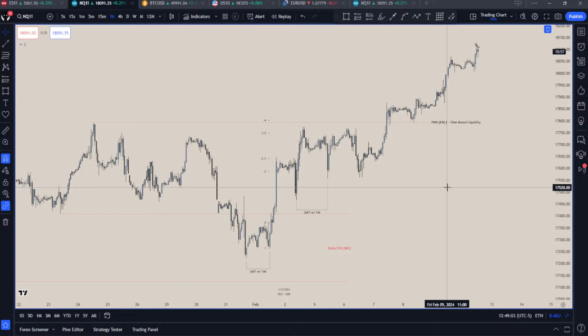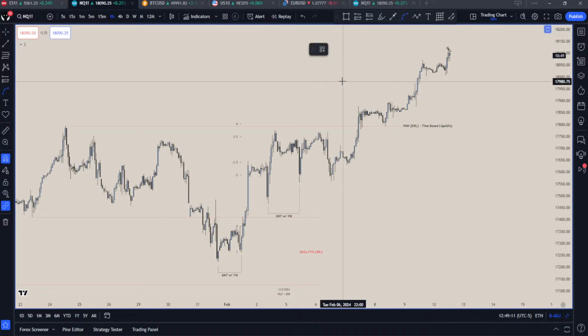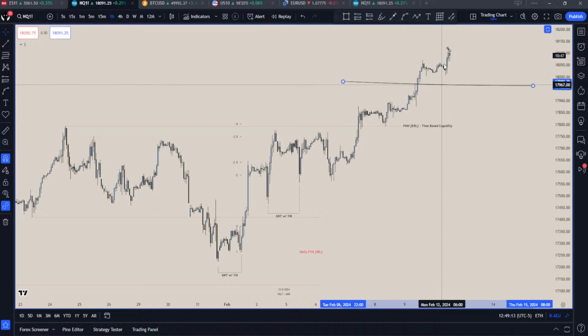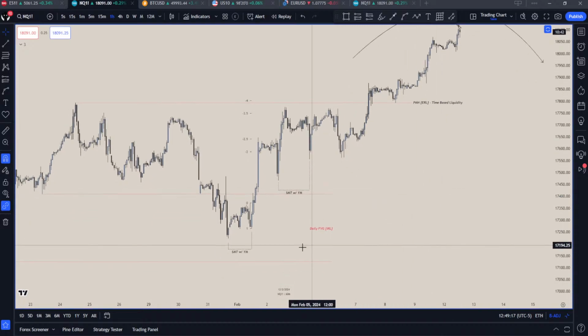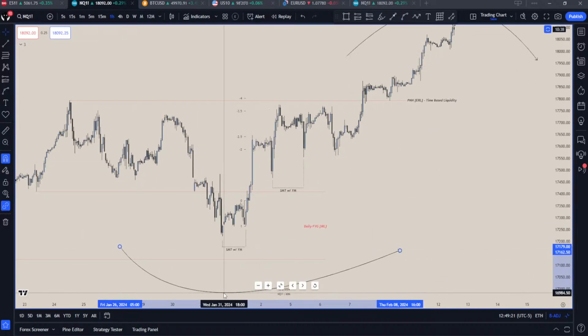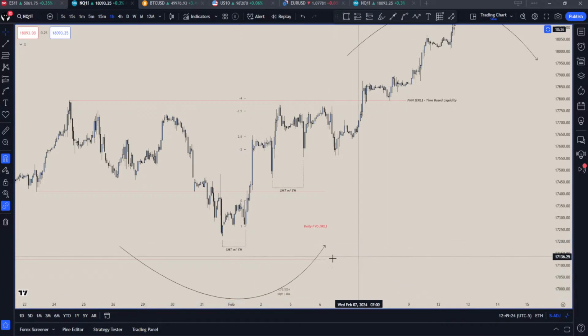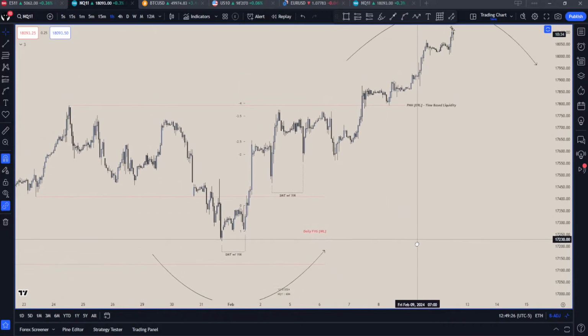I guess the advice would be to look for market maker models when you're using external and internal range liquidity, right? So like we took external range liquidity, I can potentially see, not saying this is happening right now, some sort of market maker sell model because we took external range liquidity. When we tap into internal range liquidity, we can potentially look for a market maker buy model, right? So that's really what I'm looking for.